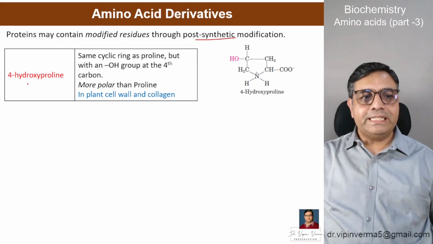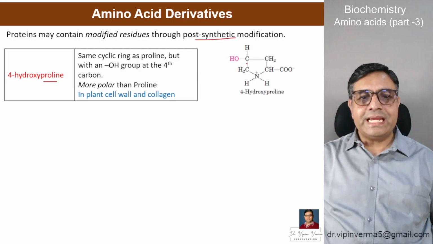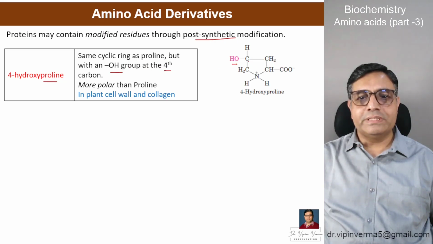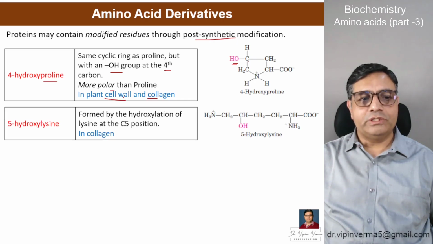So the first example is 4-hydroxyproline. As the name says, it is a derivative of proline, right? So it has the same cyclic ring as proline, but with a hydroxyl group on the fourth carbon. This is the fourth carbon, and you can see the hydroxyl group here, and that makes it more polar than proline. And you will find this 4-hydroxyproline in plant cell wall and in collagen.